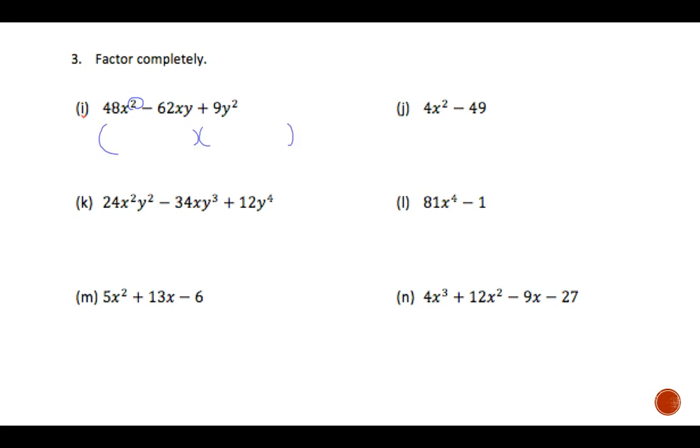I'm good and quick at this, but only because I've done this a gazillion times. Right? I broke down the coefficient of the first term. I broke down the coefficient of the last term, and I did a couple of trial and errors until I came up with the middle term. Okay?